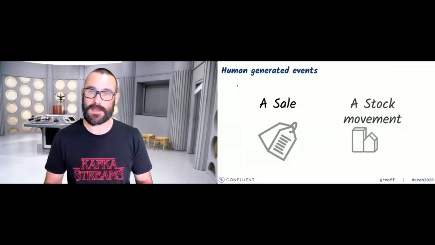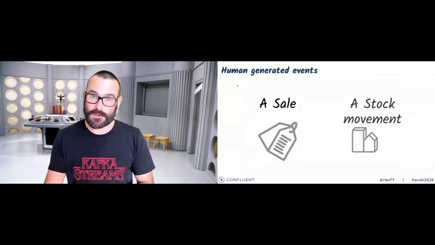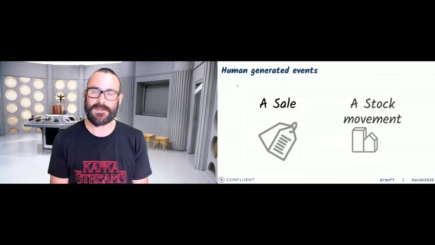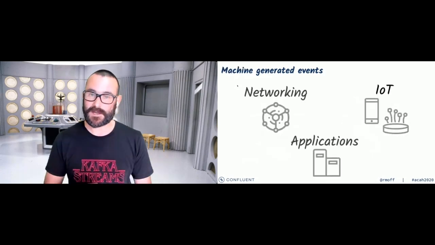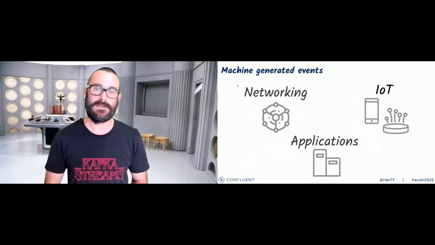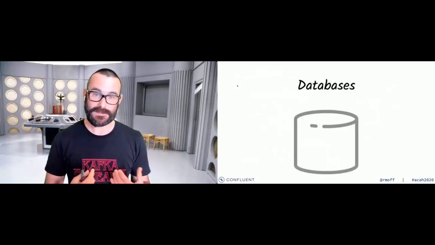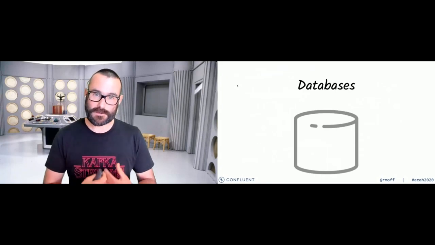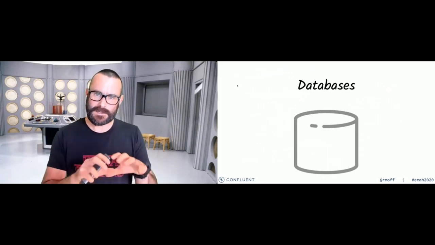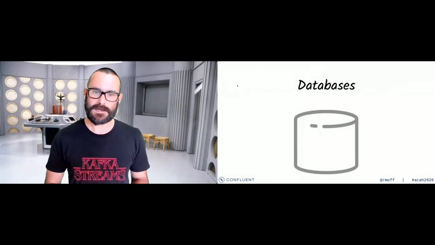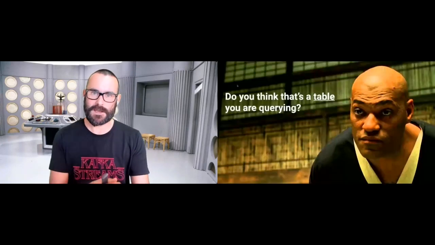So someone buys something, they walk into a shop, or probably nowadays they buy it online, or we have some inventory and it moves around between warehouses. These are events, and we can capture these events. Or we have machine-generated events. We have things happening on firewalls and readings coming from IoT devices, or applications that we're building also generate events. And then databases themselves are also a source of events. So we can take a database and think about it in terms of events. And like I said, it looks and smells like a static lump of data, and we think we're querying a table.